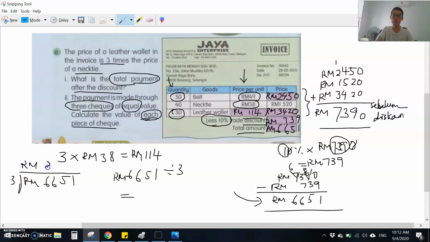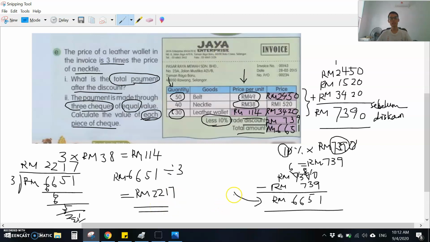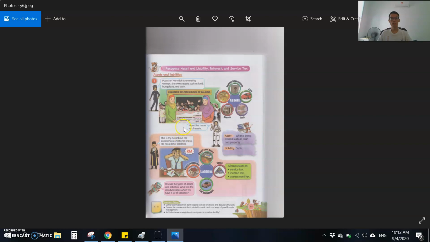Write your RM. 2 times 3, 6. 2 times 3, 6. 1 times 3, 3. 7 times 3, 21. Oops. So the final answer will be 2,270. So this was yesterday's question. Please check again. Now we move on to the next topic.